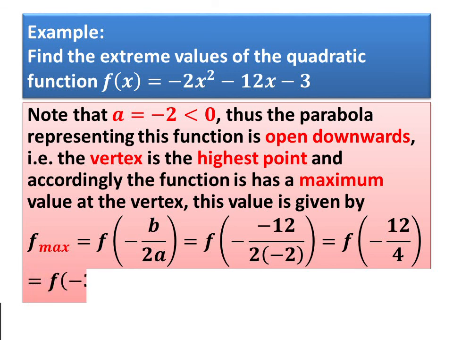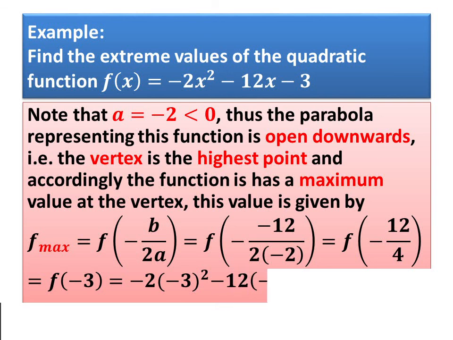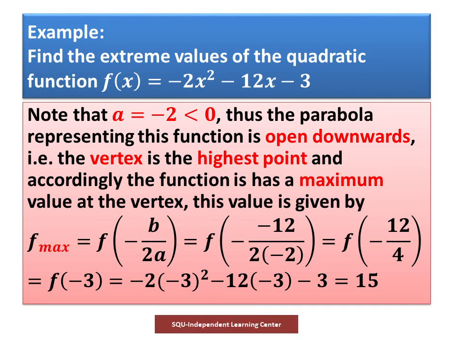We take this -3 and we plug it in the given function. So we have f(-3) equals -2 times (-3) all squared - 12 times (-3) - 3. We do the addition and the subtraction, we get that f(-3) is equal to 15. So the maximum value of the function is 15.